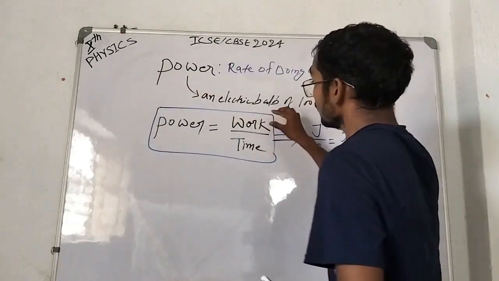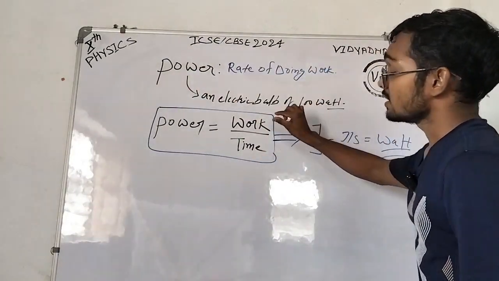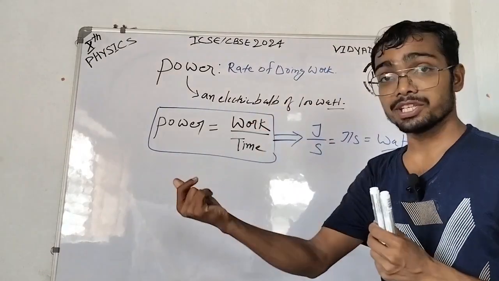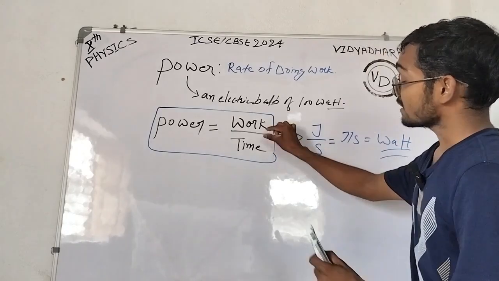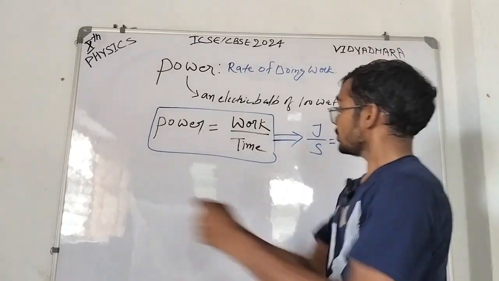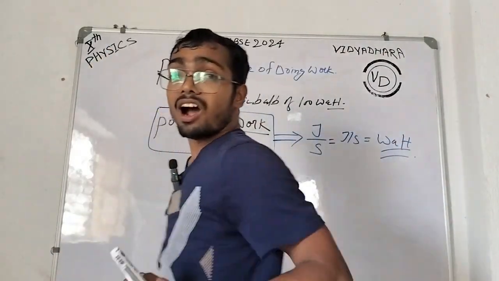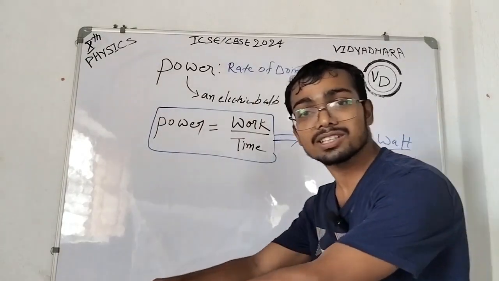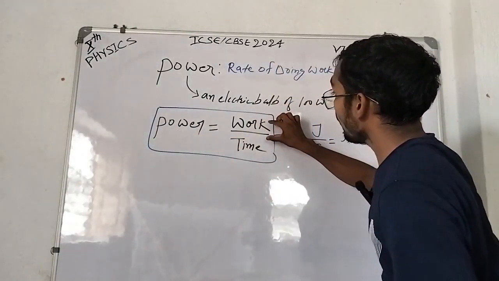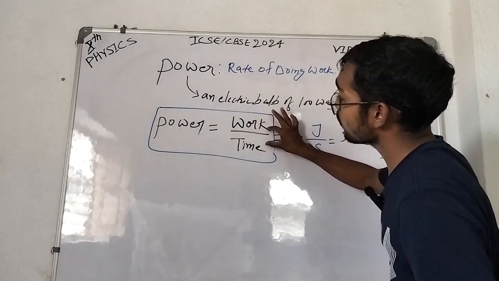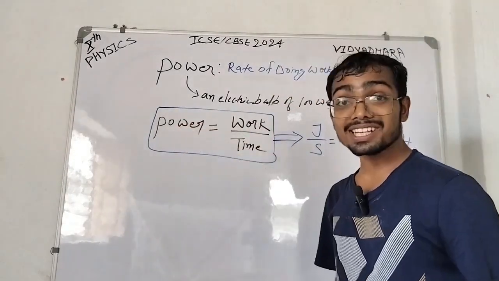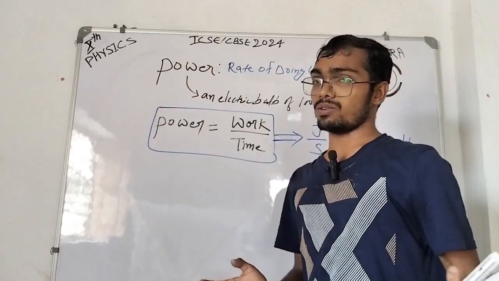Now, what is work upon time? Distance upon time is speed. So work upon time is the rate of doing work. How speedily we have done the work is power. A speed of work is power. Not the greatest one is power.